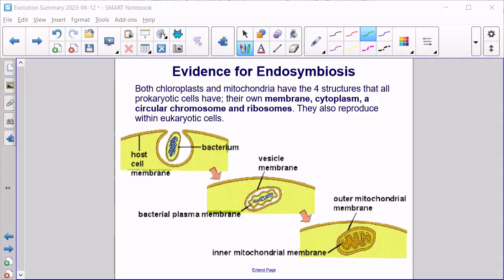Both chloroplasts and mitochondria have the four structures that all prokaryotic cells have: their own membrane, cytoplasm, a circular chromosome, and ribosomes. They also reproduce within eukaryotic cells. So the evidence for endosymbiosis is the presence of these four prokaryotic cell structures. And it looks like this, where we have a host cell that engulfs the bacterium. So now it has a second plasma membrane, the vesicle membrane, and then the original bacterial plasma membrane. And then over time, we get the evolution of the inner and outer mitochondrial membranes.